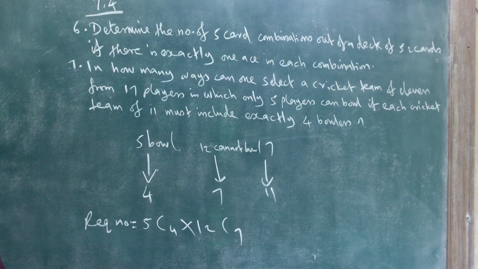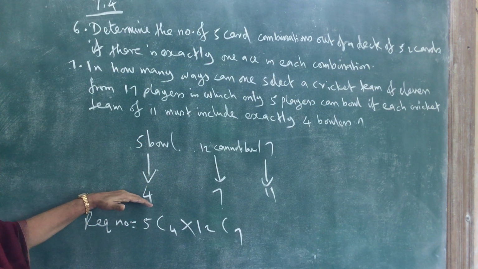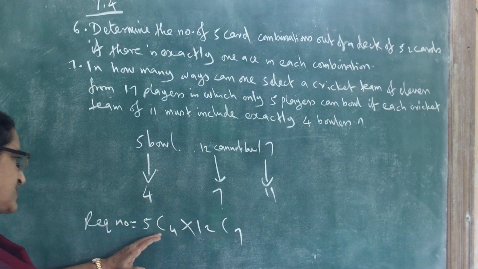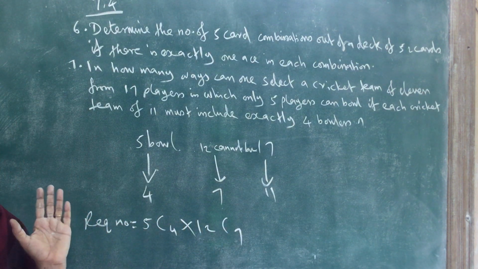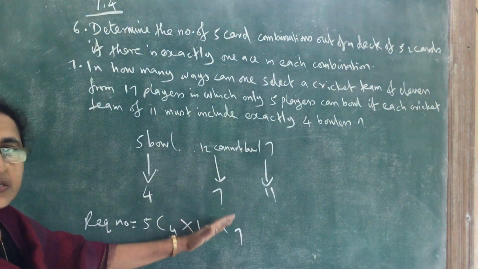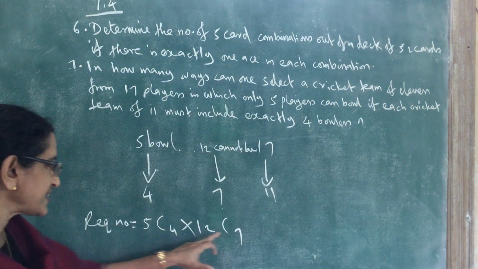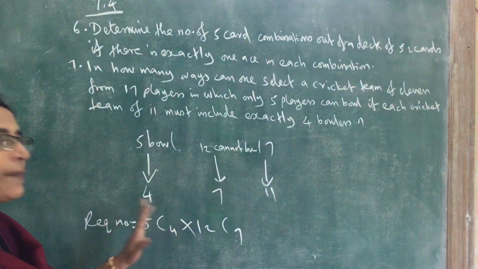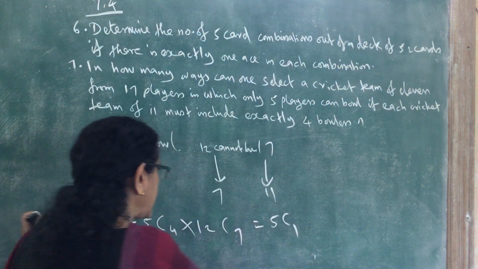So the required number equals 5C4 into 12C7. 4 bowlers can be selected in 5C4 ways and the remaining 7 in 12C7 ways. We want to select a team of 11 in which 4 should be bowlers and the remaining from the others, total 4 plus 7, 11, so we multiply.